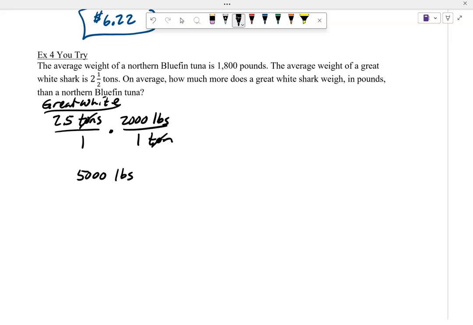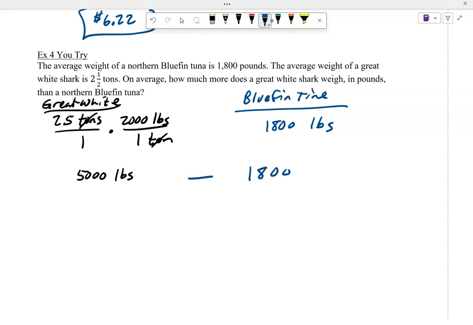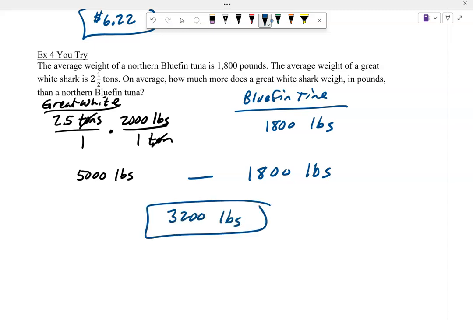Now the bluefin tuna, on average, is 1,800 pounds. So what's the difference? Well, let's subtract the two. And it looks like it's a difference of 3,200 pounds in weight between the great white and an average bluefin tuna.